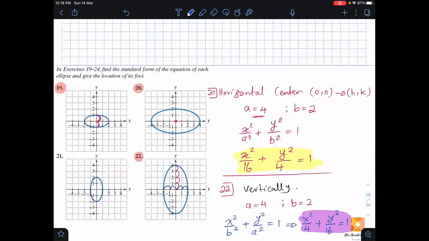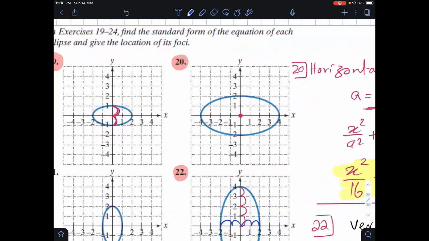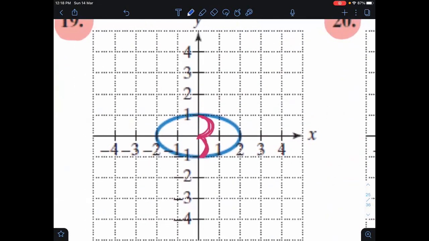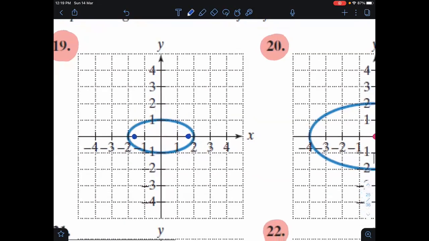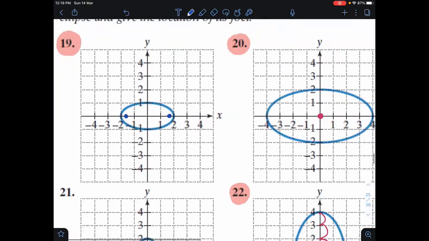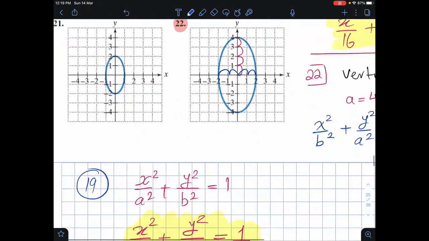So to locate the foci, we have to move to number 19. Then put the points we mentioned, radical 3 and 0, and negative radical 3 and 0, or negative 1.7 and 0 and 1.7 and 0, F1 and F2. You can do this with the other questions, 20 and 22.